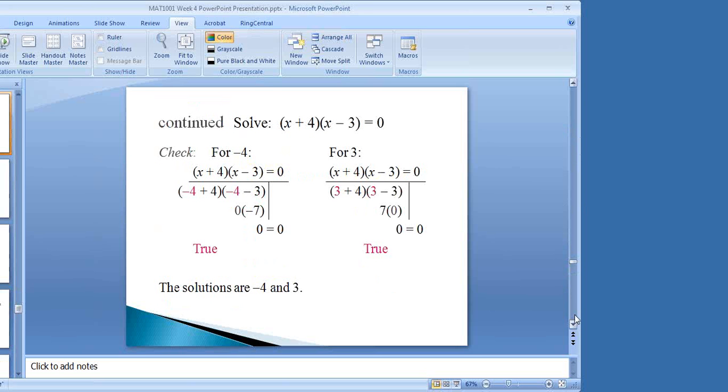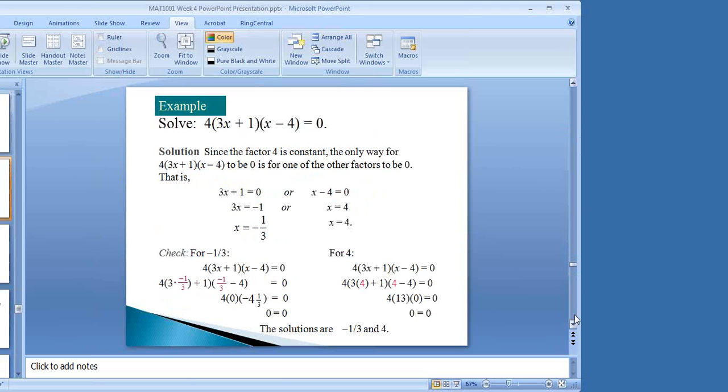Okay, here's just showing that the check works. Here's another one, and remember you want to set each factor equal to 0. So 4 is equal to 0. Well, it's not, so we can discard that. But if that leading factor was an x, then x equals 0 is perfectly logical, and we would use that. But 4 equals 0 is false, so we're not going to worry about that.